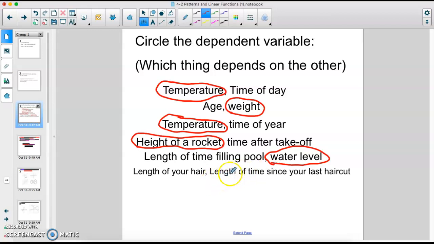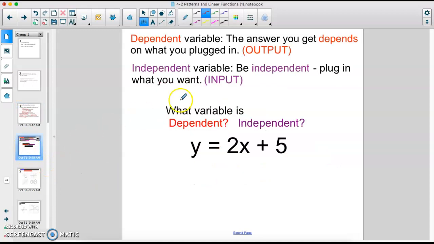Okay, and the length of your hair compared to the time since your last haircut, sorry, the length of your hair would be the dependent one because it depends on how long ago you got your haircut. So as you can tell, the dependent variable, that's the answer you get, and it depends on what you plugged in, and so we call it the output. Okay, it's what you get in return. The independent variable is you can just plug in whatever you want, and that's called the input, and then it spits out an answer, which is your dependent variable.